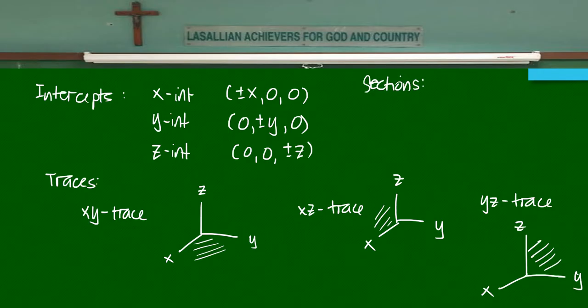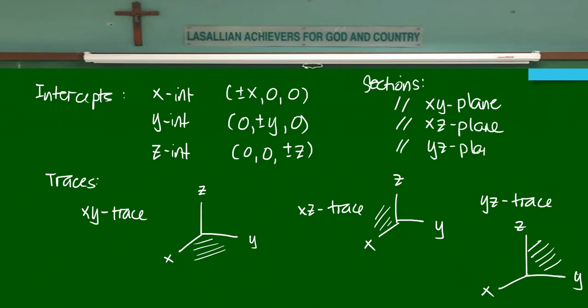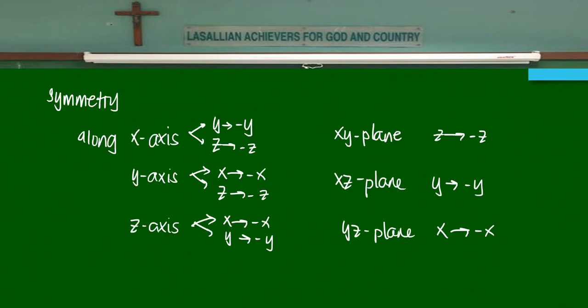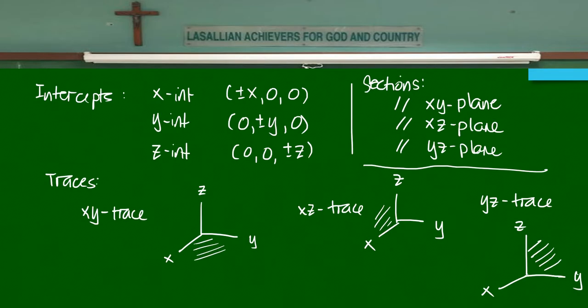Sections. Sections are basically parallel to the xy plane, parallel to the xz plane, and lastly, parallel to the yz plane. I'll explain the sections later on. So these are basically the four. Again, let's go back. Symmetry, intercepts, traces, and sections.